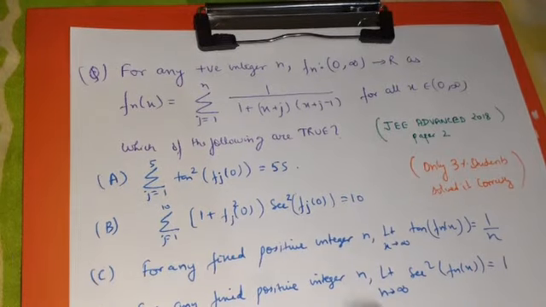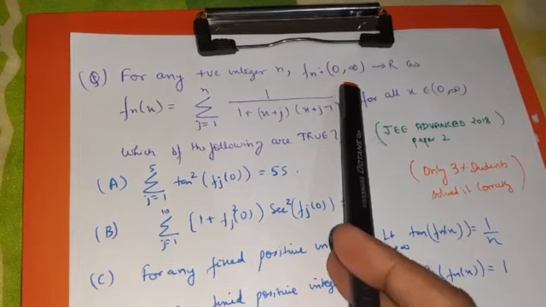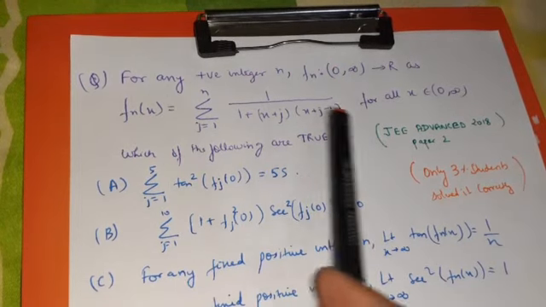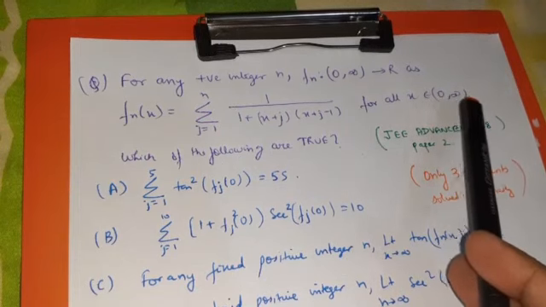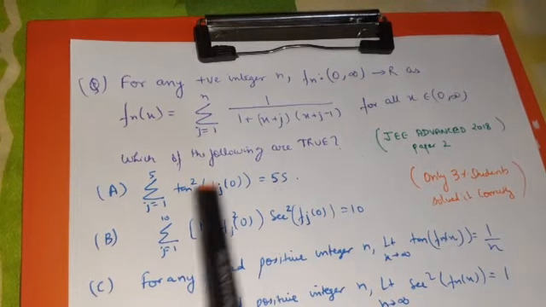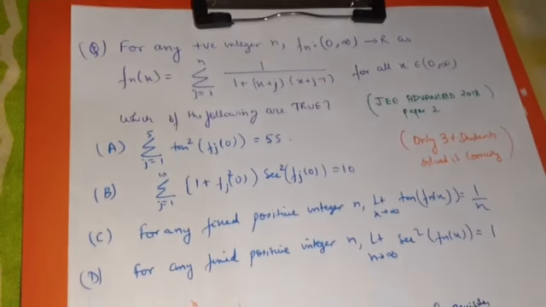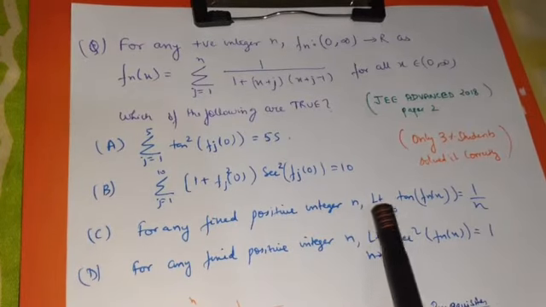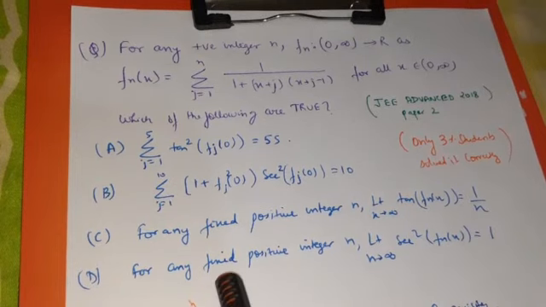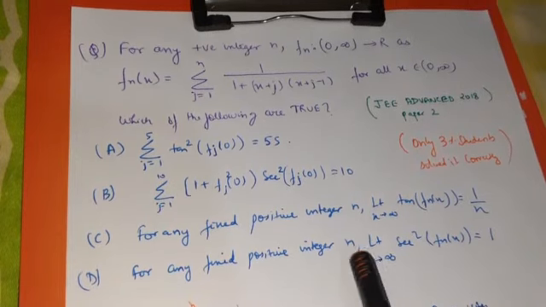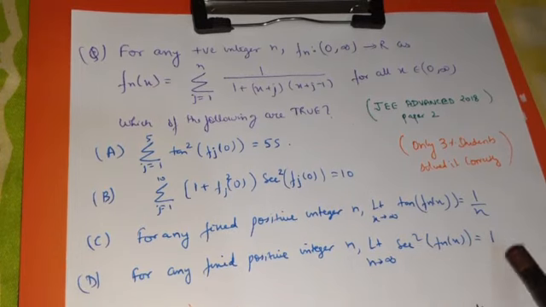Okay, first of all, what is given? For any positive integer n, the domain is given, and the range is given as this, for all x belonging to the open interval 0 to infinity. Which of the following are true? The summation of this equals 55, the summation of this equals 10, for any positive integer n, limit x tends to infinity of tan of fn is 1 by n, and for any fixed positive integer n, limit n tends to infinity, similarly the same function sec square equals 1.